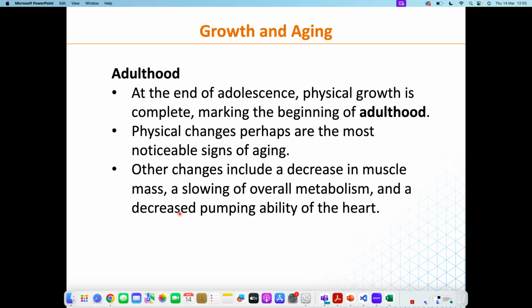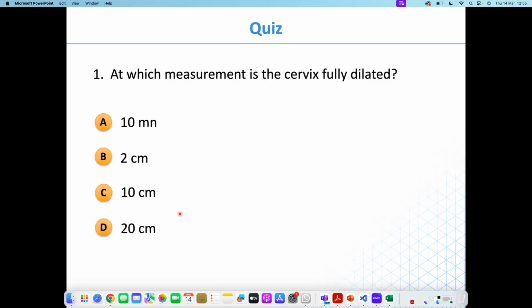And there is a decreased pumping ability of the heart. The heartbeat, the pumping rate drops a little bit. When you're still in your adolescence or in the early stage of being an adult, you have a lot of activities which you do. So this is the end of the growth stage. Many more things would come up that we'll talk about in the next slide. But before that, let's start with these questions first.